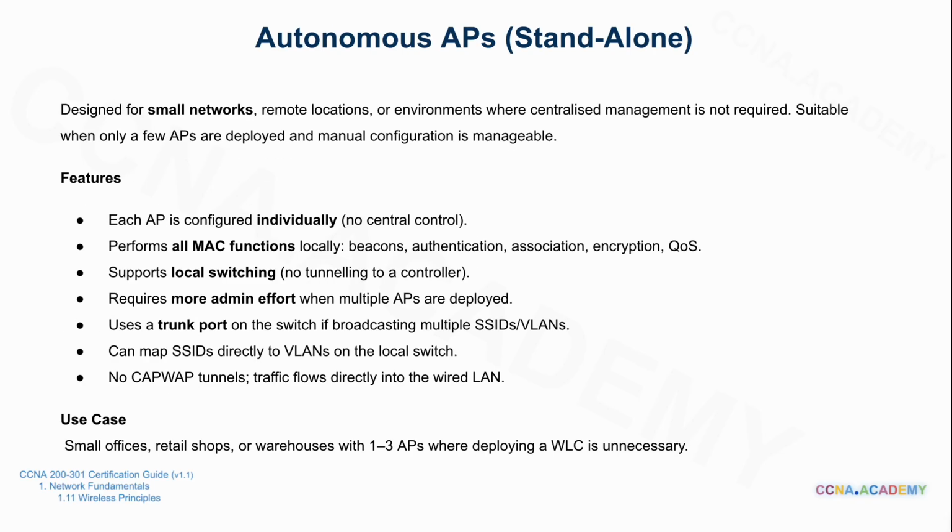An autonomous AP operates entirely on its own and performs all Wi-Fi functions locally. It manages authentication, encryption, channel selection, and WLAN mappings without a controller. This model is easy to deploy but hard to manage at scale, since each AP must be configured individually. It suits small environments with just a few access points.